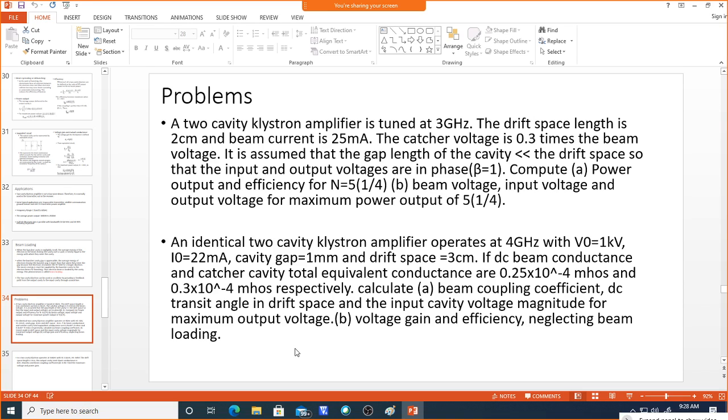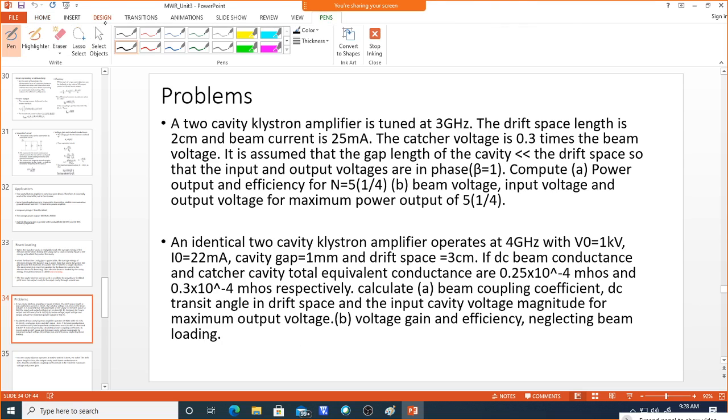Okay, so now for this, first we need to calculate what is the drift velocity, that is u naught. So then by using drift velocity we can calculate the transit angle, which is theta naught, given by omega d by u naught. Okay, so omega you can calculate from the frequency. So first we need to calculate the DC beam velocity u naught.